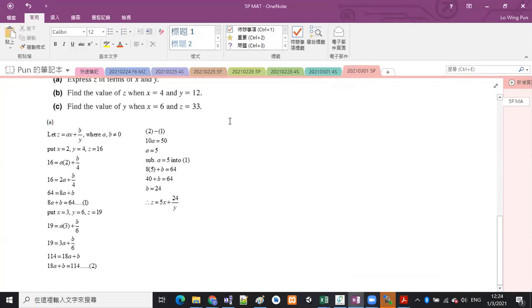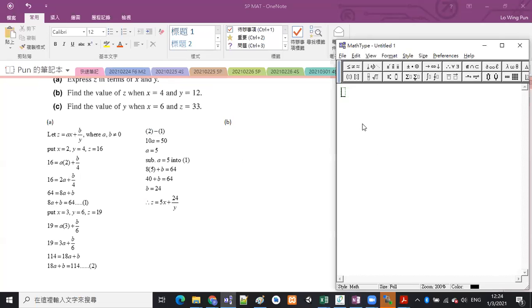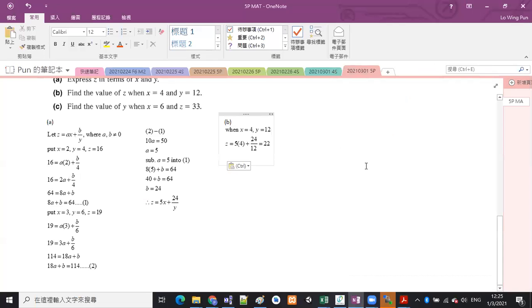Is that okay? And then for part B, find the value of Z when X is 4 and Y is 12. So when X is 4 and Y is 12, we put these two numbers into our final equation. Z is equal to 5 times 4 plus 24 over 12. Okay, and then this is a pure number, so you may just use the calculator to find the answer. That should be equal to 22. Okay, so that is part B.